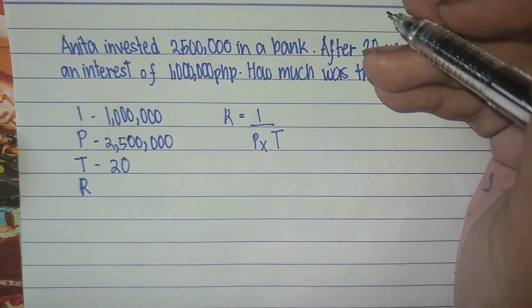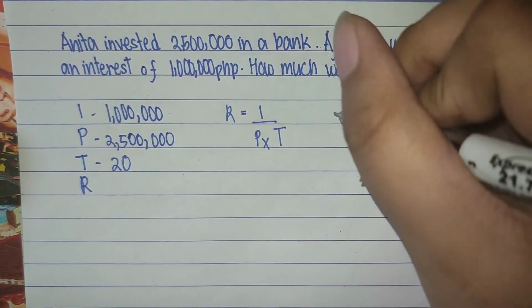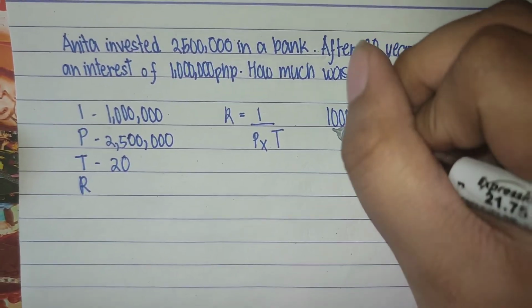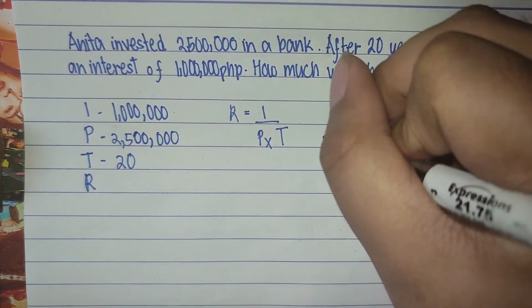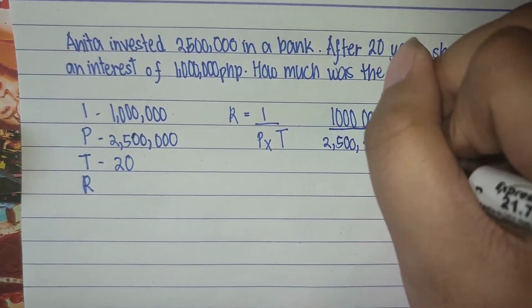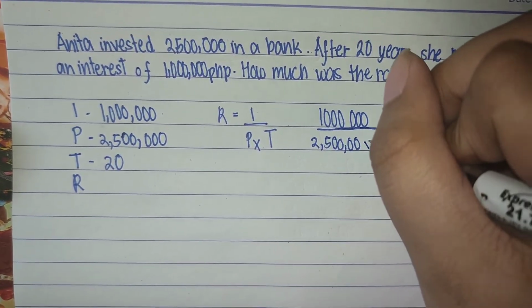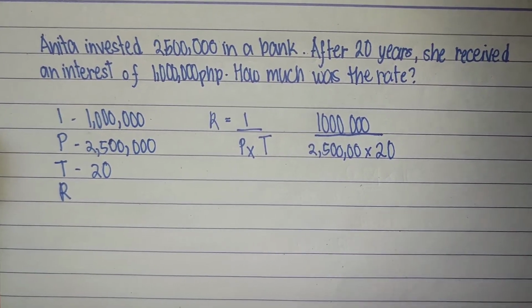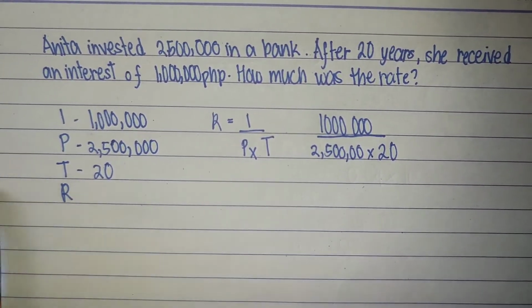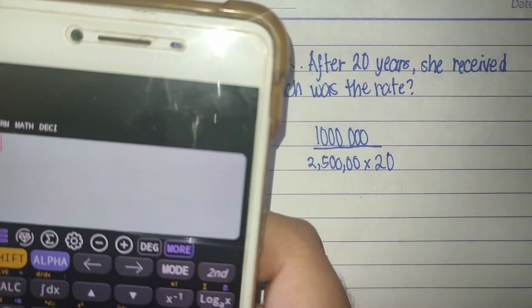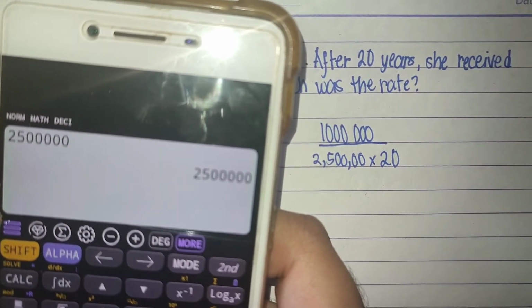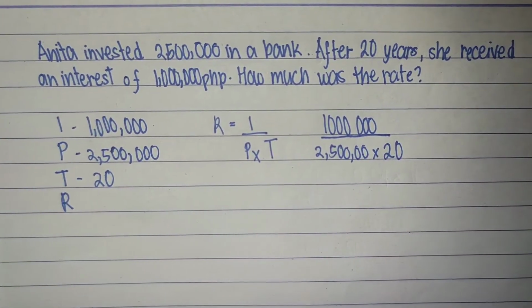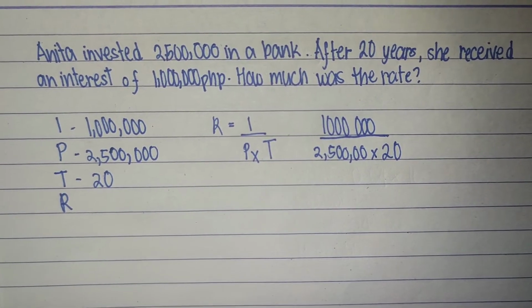Ang gagawin naman natin is isa-substitute na natin siya. So, interest 1 million over principal na 2,500,000 then times 20. So, eto na siya. I-calculate muna natin tong nasa baba. 2,500,000 times 20. So, may nakuha tayo na 50 million.